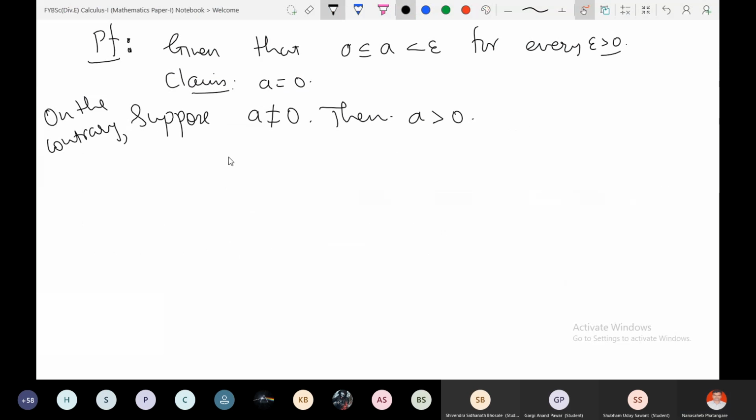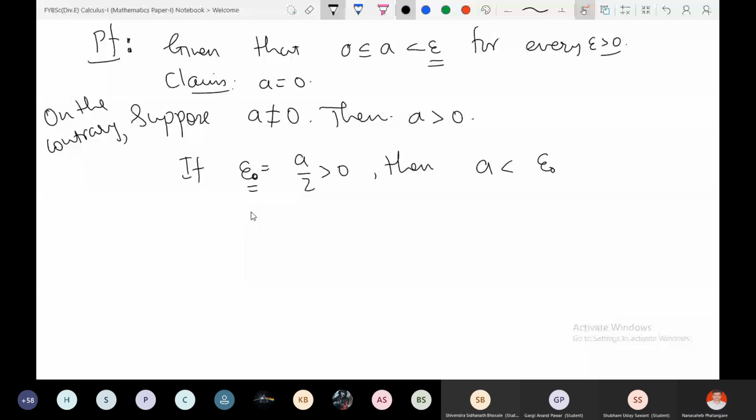But what is given? a is less than every positive number. So I choose the positive number epsilon naught equal to a by 2. Is it positive? Yes, sir. And what is our basic assumption? a is less than every positive number. Then a is less than epsilon naught, because this epsilon naught is also a positive number. Am I right?